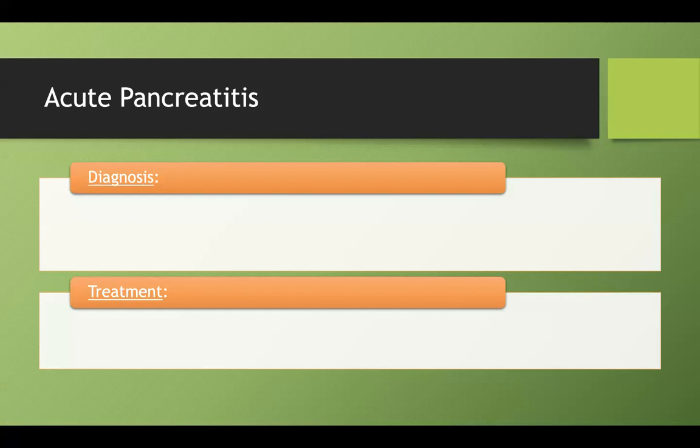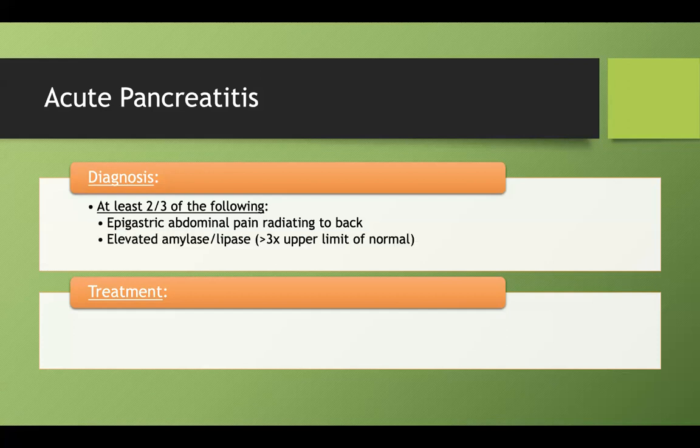So how do we diagnose acute pancreatitis? It has a very straightforward diagnostic criteria. You need 2 out of the following, okay? So at least 2 out of these 3. Epigastric pain radiating to the back is number 1. You need an elevated amylase or lipase, and it has to be at least 3 times the upper limit of normal. Or you can have characteristic imaging findings. So as long as you meet any 2 of these 3, you have a diagnosis set.